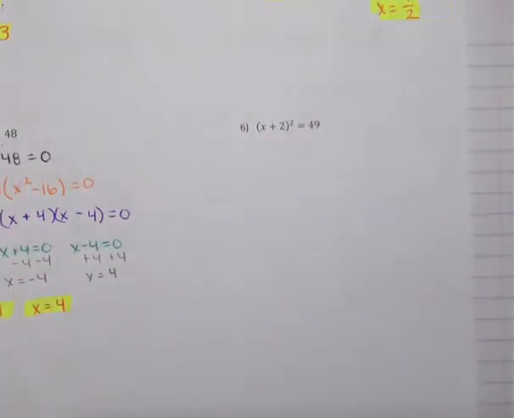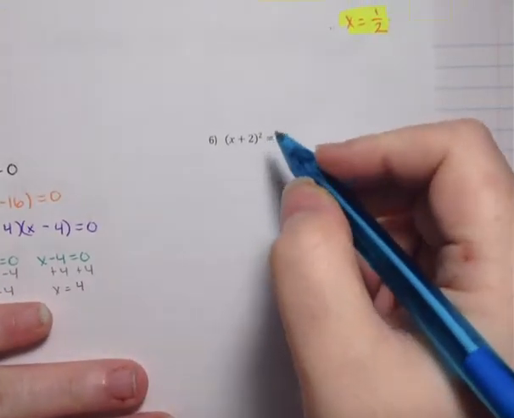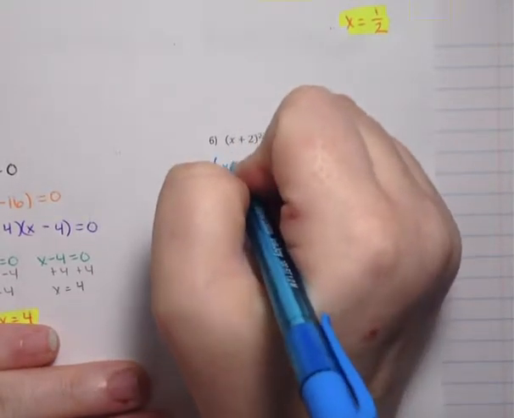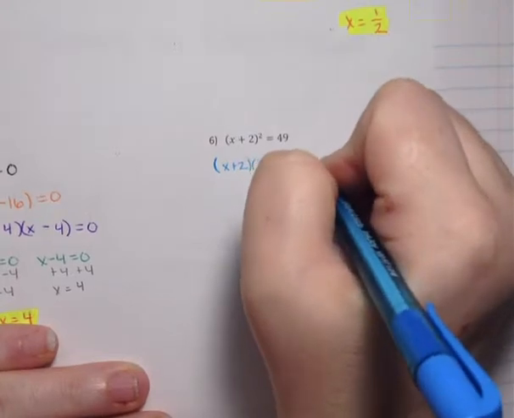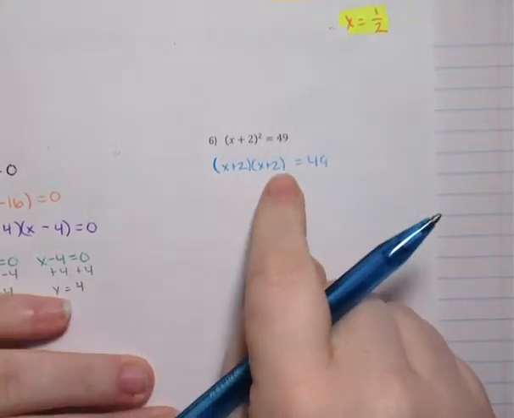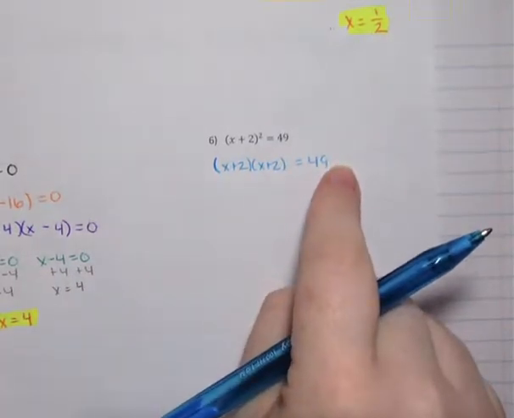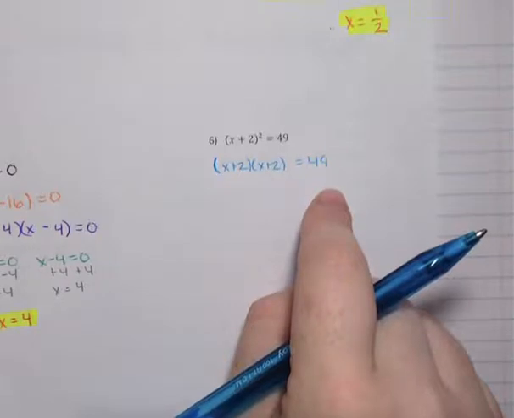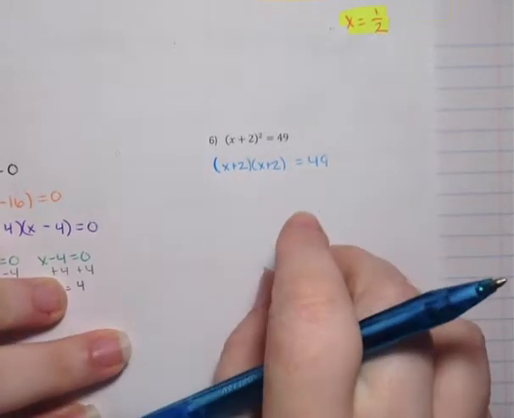So with this first part, I am going to take my x plus 2 squared, and the squared part means we write it out twice. So we really have x plus 2 times x plus 2 is equal to 49. So again, we cannot just say this is equal to 49, that's equal to 49. That's not what we're doing. We have to make sure it's equal to 0 before we can do any solving. So for this, I'm going to ignore the 49 until I need it.